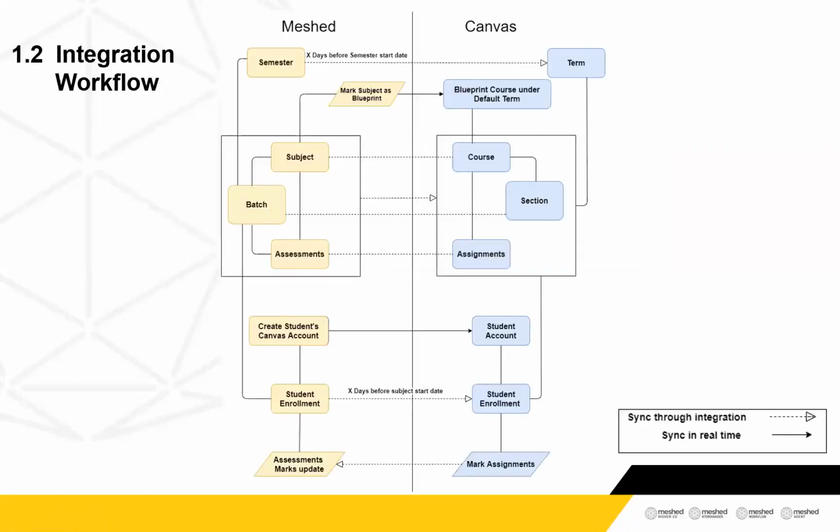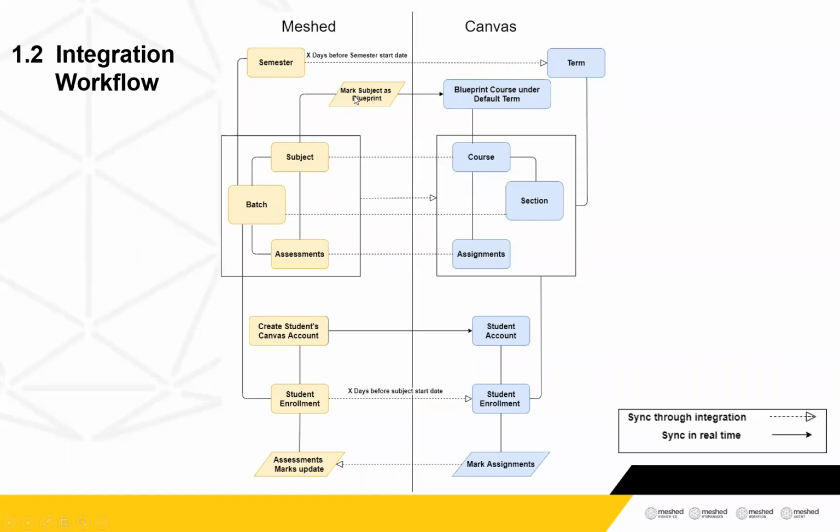Now let's see the overall workflow of this integration. This diagram gives you a high-level workflow overview, where the dotted lines indicate the syncing of data through automation. However, the solid lines indicate syncing of data in real time. So once you create a semester in the Mesh platform, it will get pushed to Canvas as a term through automation. For that, you can define a set of rules, that is, how many days before the semester start date you would like the integration to sync that semester to Canvas.